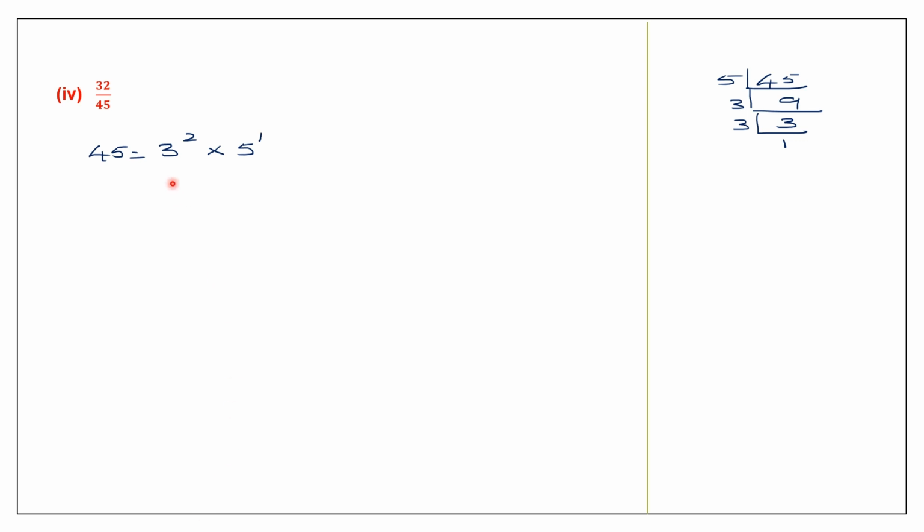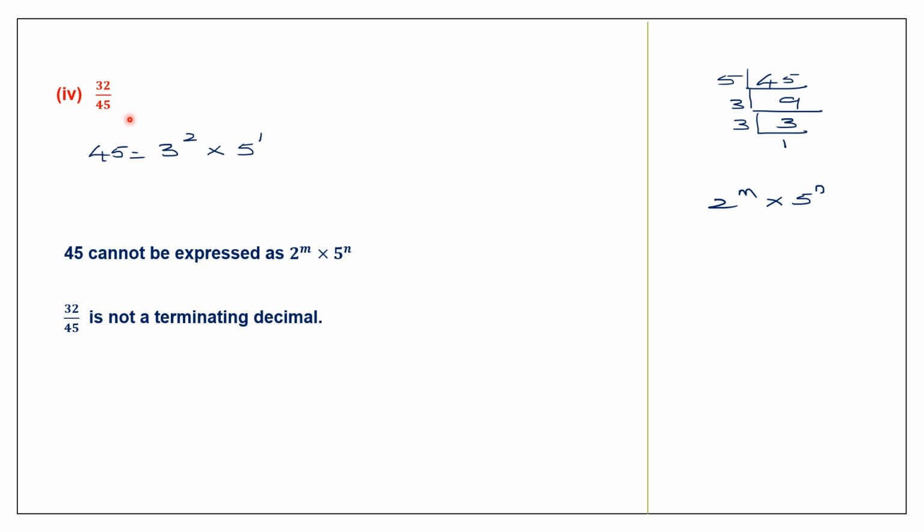Now, are we able to express this in the form of 2 to the power of m into 5 to the power of n? We cannot, because in the place of 2, we have another number 3. If you have any other number other than 2 and 5, then you cannot consider this to be a terminating decimal. So that means this cannot be expressed in this form. So let's write that 45 cannot be expressed as 2 to the power of m into 5 to the power of n. That means this rational number, that is 32 by 45, is not a terminating decimal.